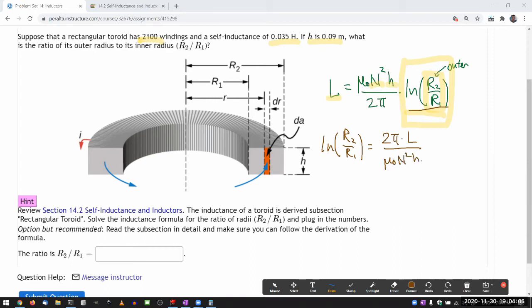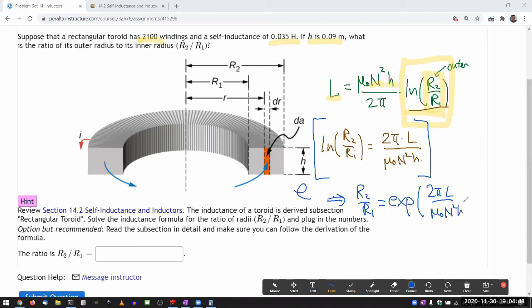So once I have it solved in this form, then what I can imagine doing is taking this entire expression and raising it to the power of e. And when you do that, the exponent and natural log cancel each other out in the sense of function composition. That's the sense in which they cancel themselves out. And you end up with, on the left-hand side, the ratio of the radii. And on the right-hand side, you get these quantities inside an exponent. So exponential of 2 pi L over mu naught n squared h. So that's what you should end up with.